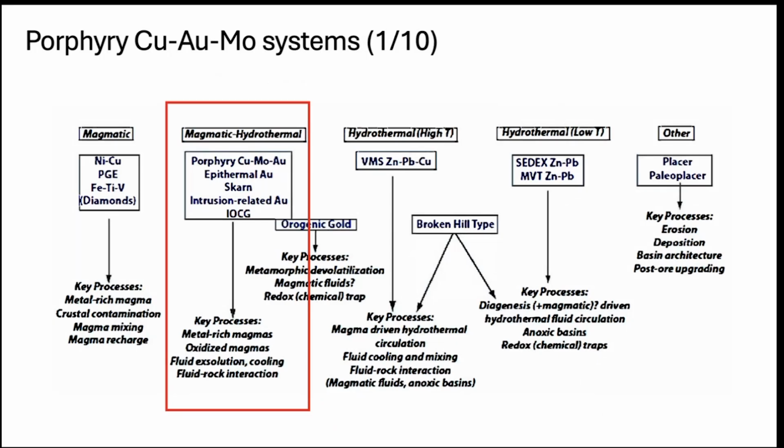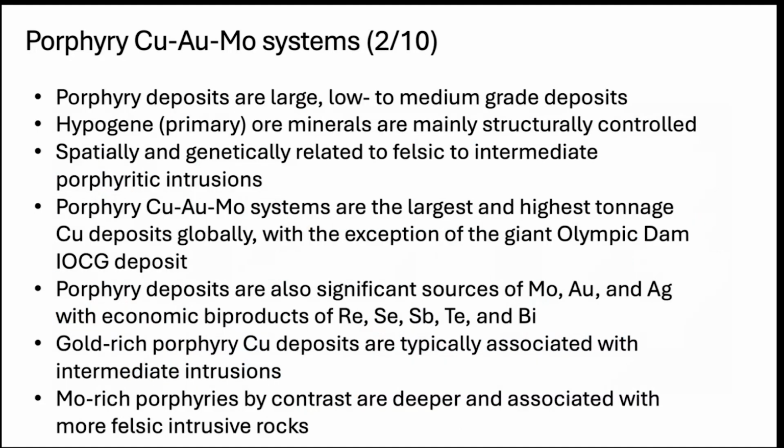Okay, so we're still on magmatic hydrothermal systems. We're going to talk about porphyry copper-gold-moly systems. These deposits are large and low to medium grade. In other words, you have to move a lot of rock to get your metals out. A typical rich porphyry copper system might be 1% copper. That sort of thing would be a fairly rich one.